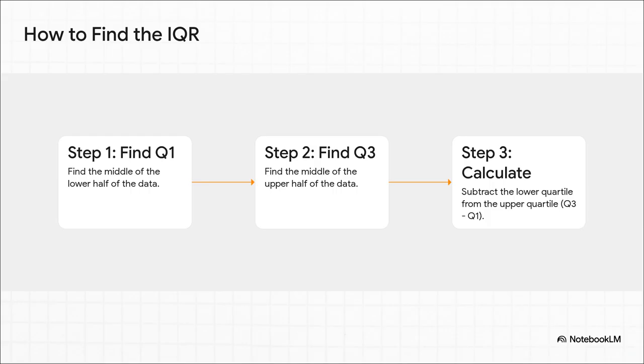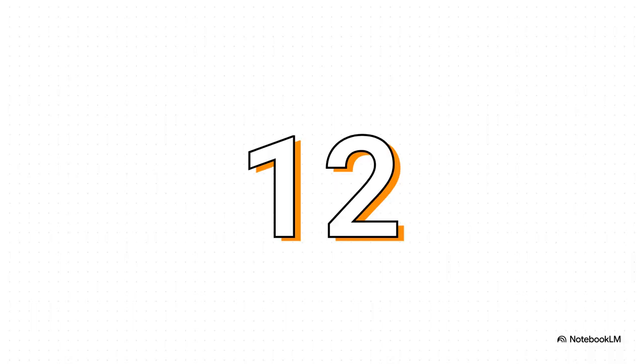Then step 2, we find Q3, the upper quartile. You guessed it, the middle of the upper half. That's 20. And the last step, super simple. You just subtract Q1 from Q3. So for our little data set, that's 20 minus 8, which gives us an IQR of 12. And that number, 12, tells us the total spread of that core middle group. It's basically the range of the most typical values in our list.